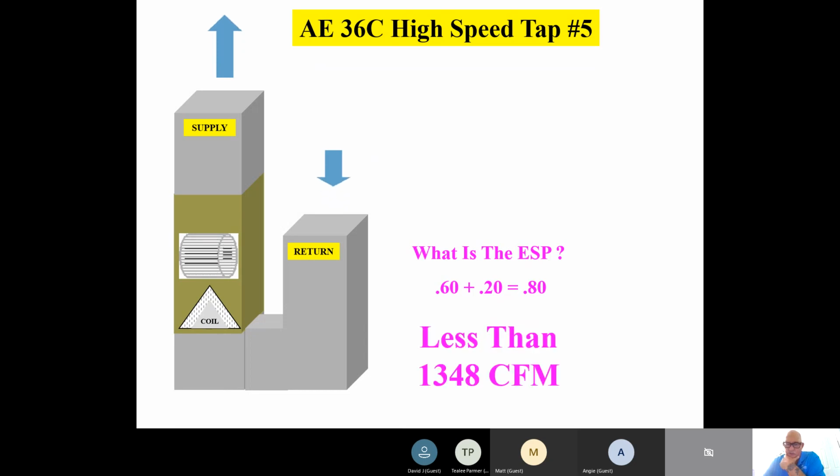Okay. It's less than 1348 because if you take a look at the chart, you'll see that the chart is actually going to run out at about a 0.7 on these air handlers. So we know that it's going to be less than where the chart runs out. Now, we don't know exactly what it is because the chart only goes up to like 0.7 on this particular air handler.